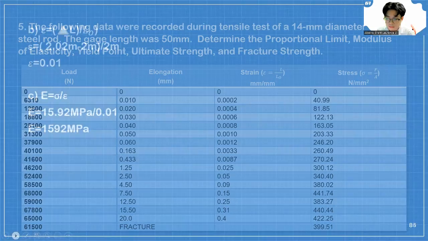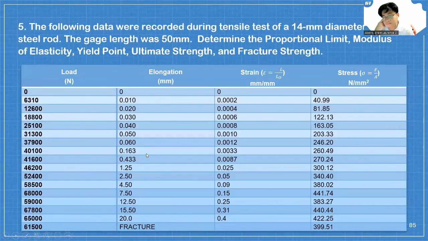Next for our problem, the following data were recorded during a tensile test of a 14 millimeter mild steel rod. The gauge length was 50 millimeters. Determine the proportional limit, modulus of elasticity, yield point, ultimate stress, and fracture strength. Dito sa problem na ito, it is most likely data interpretation.